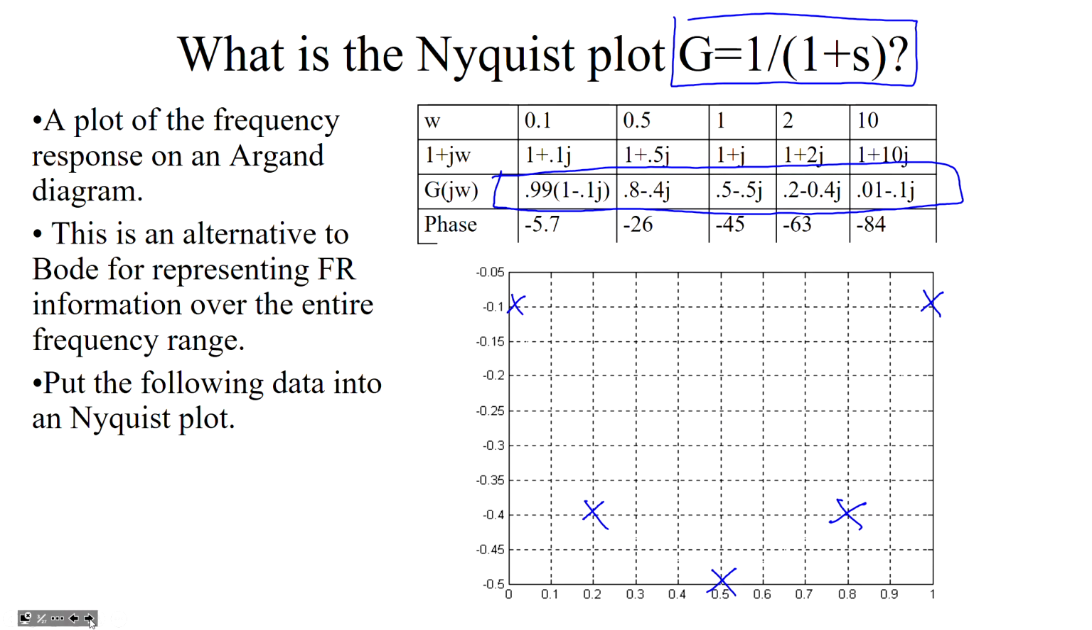And what you can see is if you had a few more values, the plot's going to do something like this, and this arrow is omega increasing. You see omega going from 0.1 to 10 in terms of the table.